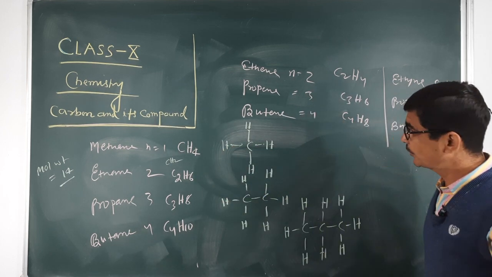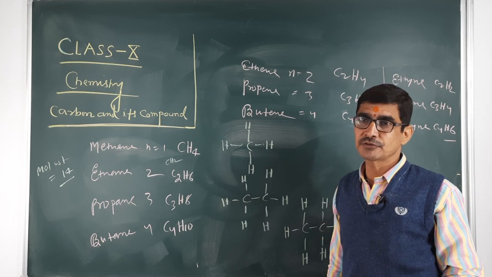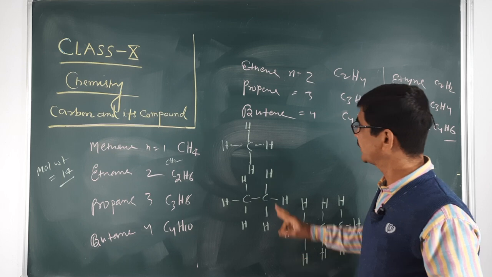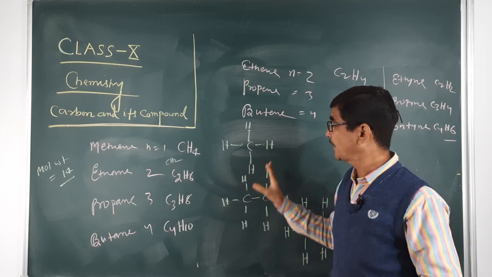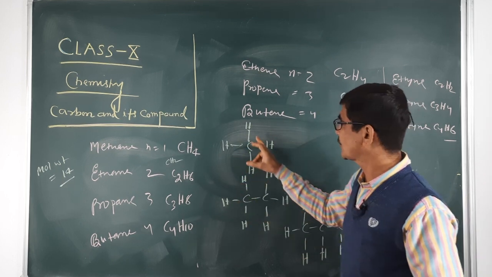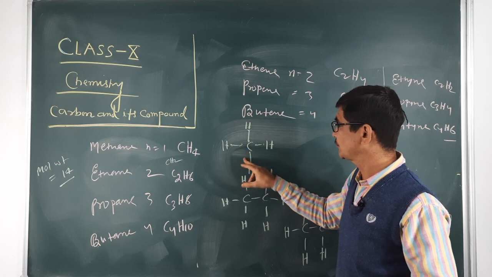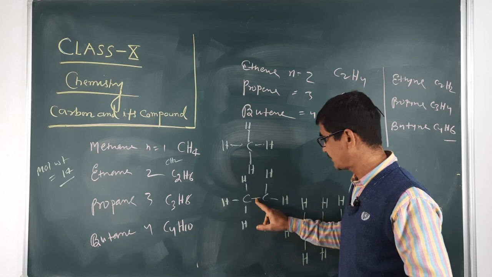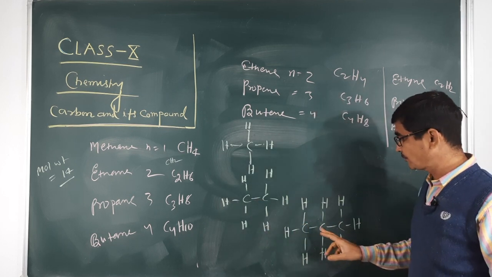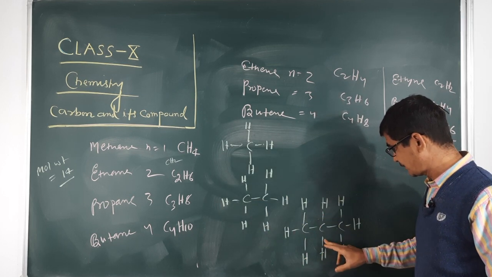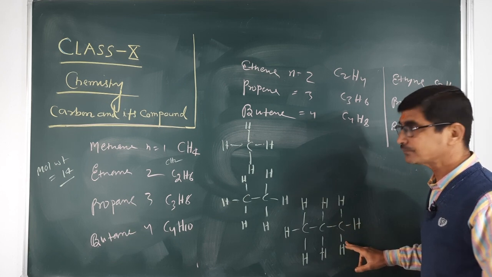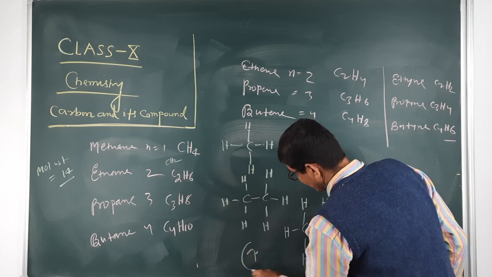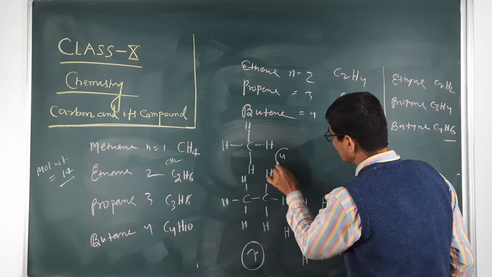If you want to calculate the number of covalent bonds present in saturated or unsaturated hydrocarbons, there are two ways. I have already informed you. One, at first you draw the structure, and after writing the structure, just count the number of covalent bonds. In methane the number of covalent bonds is 4. In ethane, 1, 2, 3, 4, 5, 6, 7, but in propane, 1, 2, 3, 4, 5, 6, 7, 8, 9, 10. So this is the way for counting the number of covalent bonds.